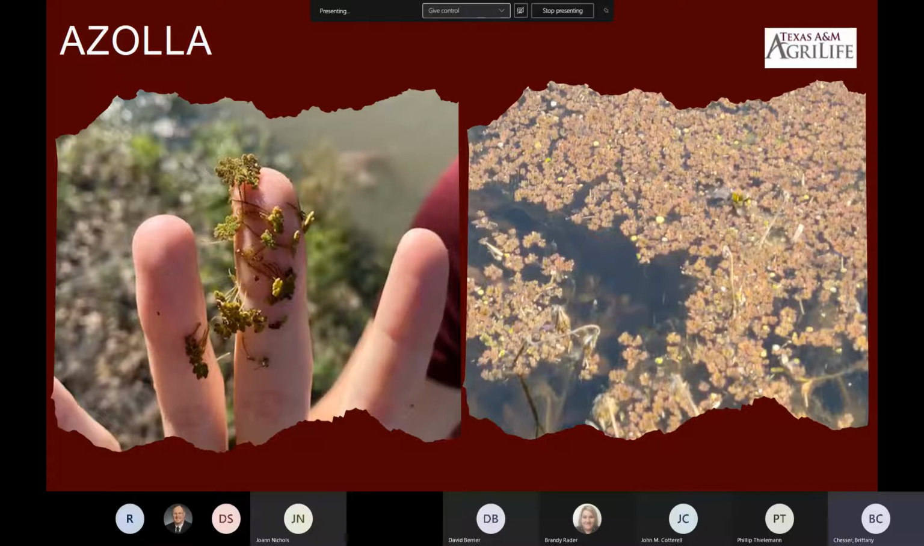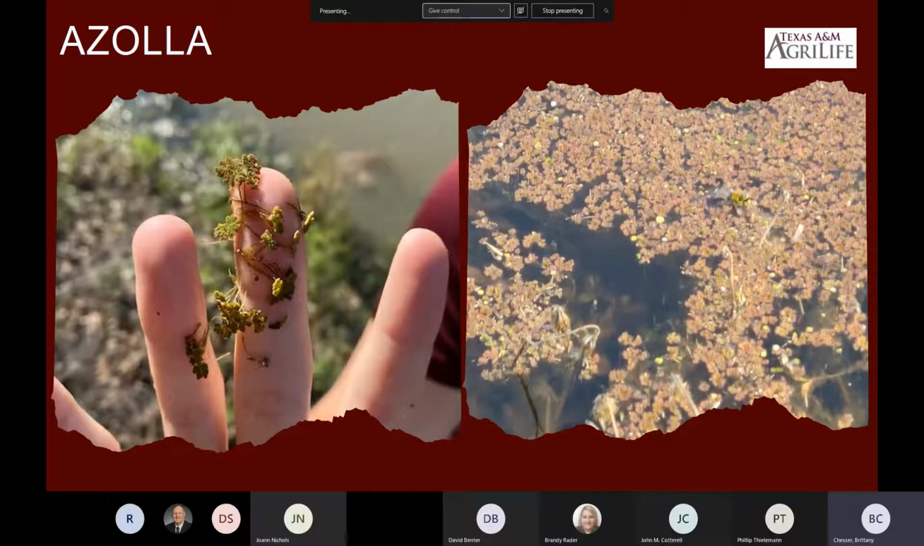Azolla, these are mosquito ferns. There's two different species commonly found throughout Texas. These are the smallest ferns in the world, and they do require a microscope to identify between species. And so commonly they're just referred to as either azolla or mosquito fern, regardless of what species it is.